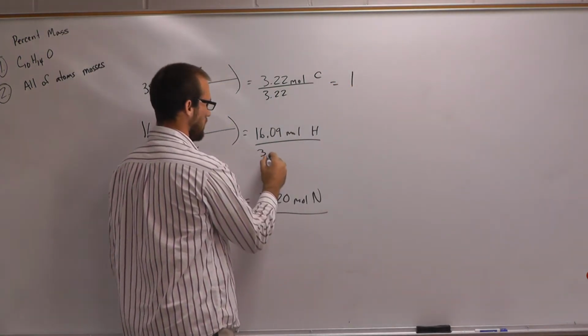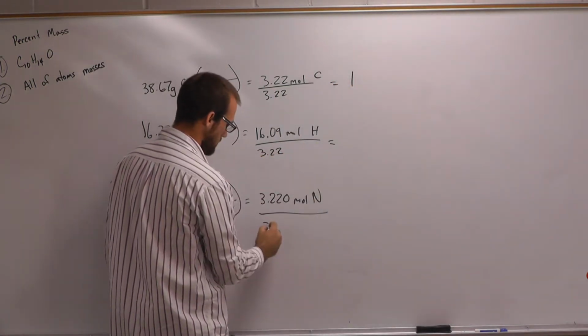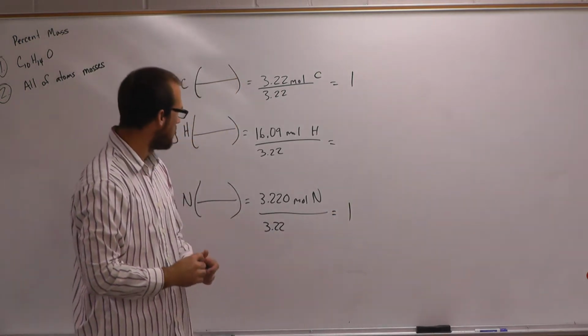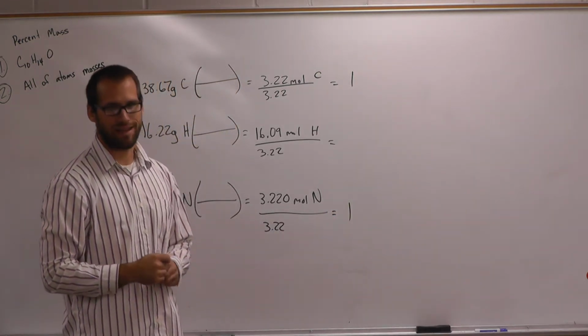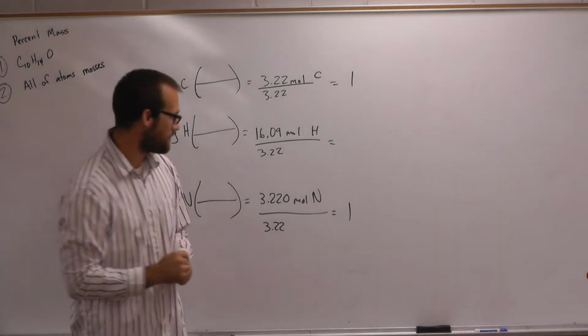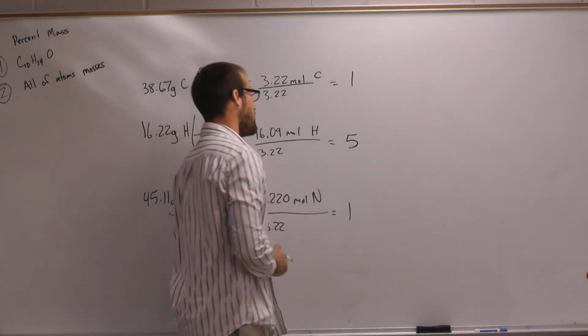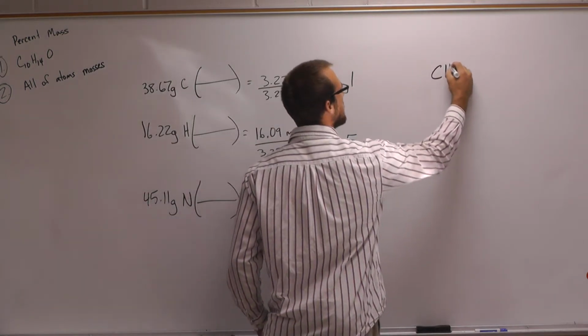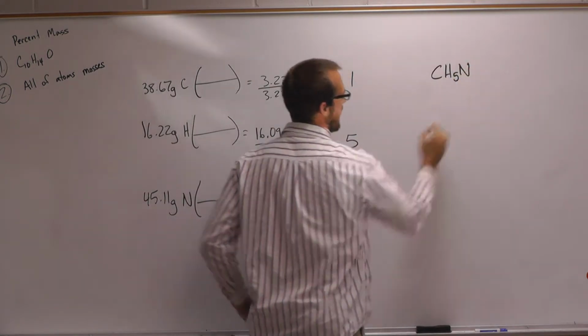That H should be 4.5. It's 4.996. Okay, what does that sound like? 4.99? So my empirical formula is CH5N.